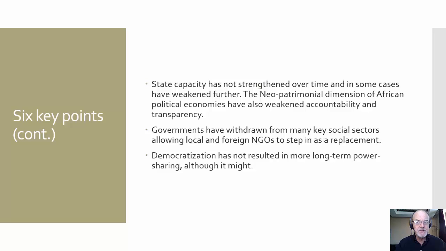The neo-patrimonial dimension of African political economies has also weakened accountability and transparency, which again hides corruption and makes the work of reformers very difficult. Governments, in many cases, have simply withdrawn from many key social sectors, education, healthcare, things which affect general rural populations, and they've allowed local and foreign NGOs to step in as a replacement and to provide services which the government should really be providing.